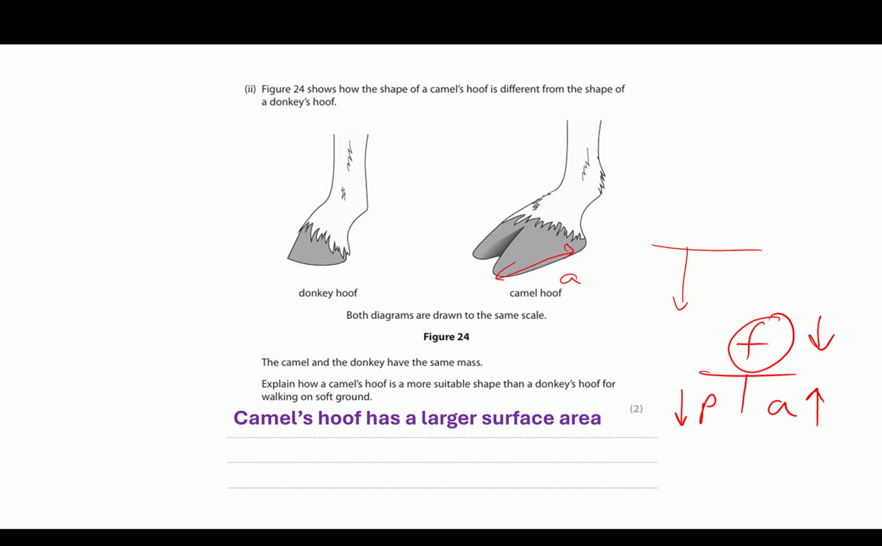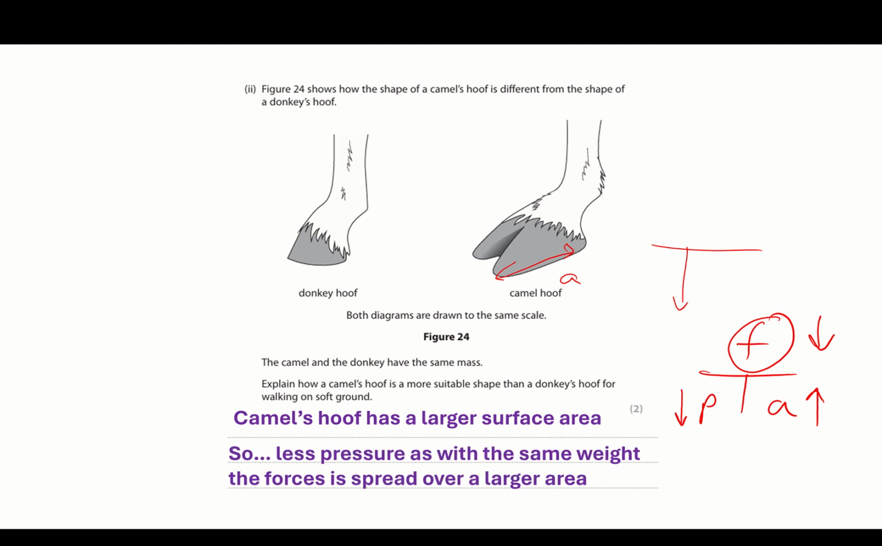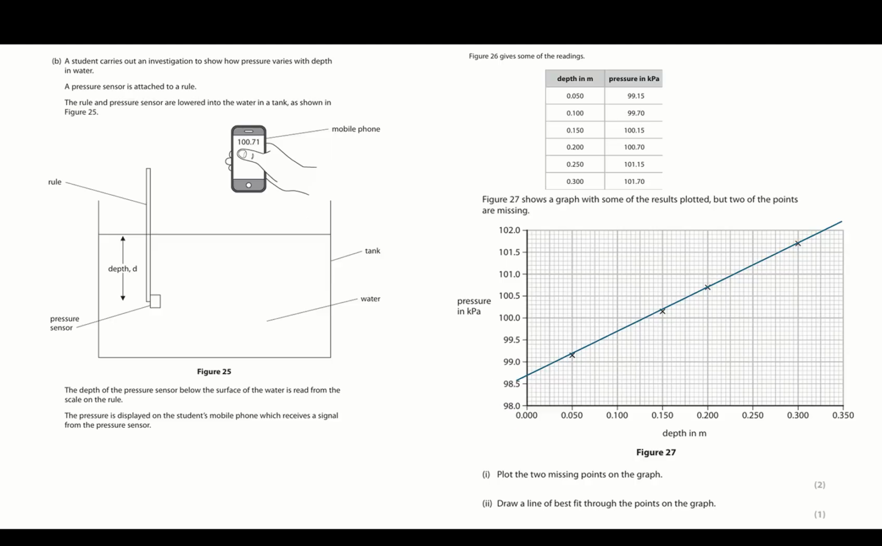Okay, so the next part is, there's less pressure as with the same weight, the force is spread over a larger area. Don't ever say the pressure is spread, it's always the force is spread, because we can see the pressure is the force over the area. Pressure is not a pressure over an area. So just be careful with your wording on that, but that's quite easy.